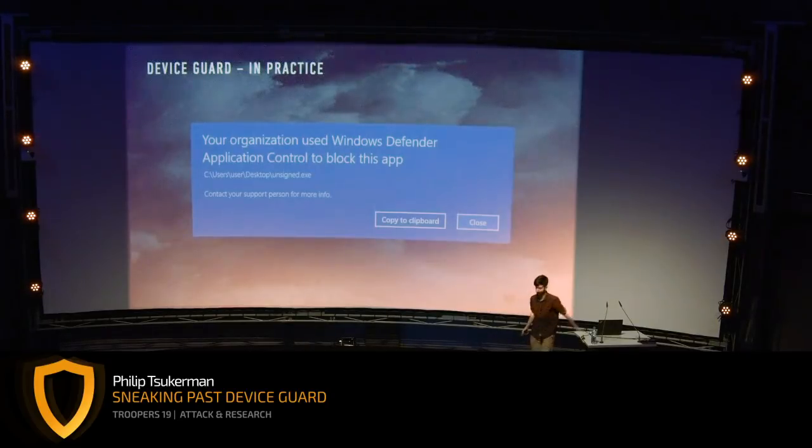Now, this is a bit of a visual example of Device Guard. I'm trying to run unsigned.exe. Instead of execution, I'm just getting this pretty blue pop-up with a really neat copy-to-clipboard feature, which is a really nice addition in Windows 10.